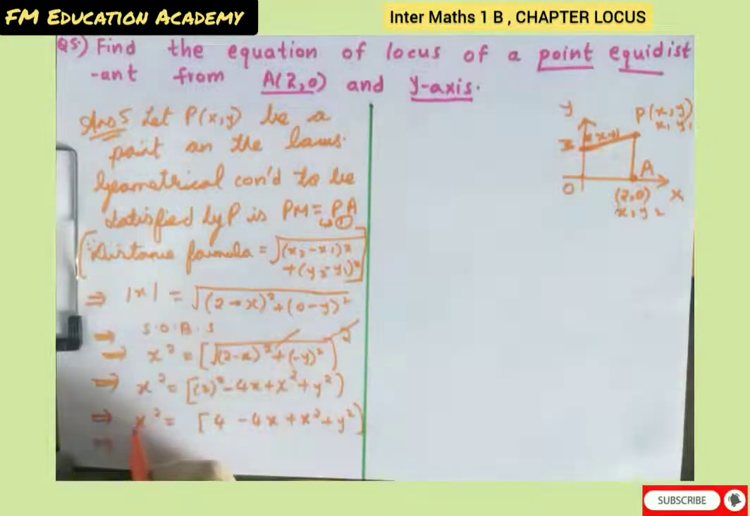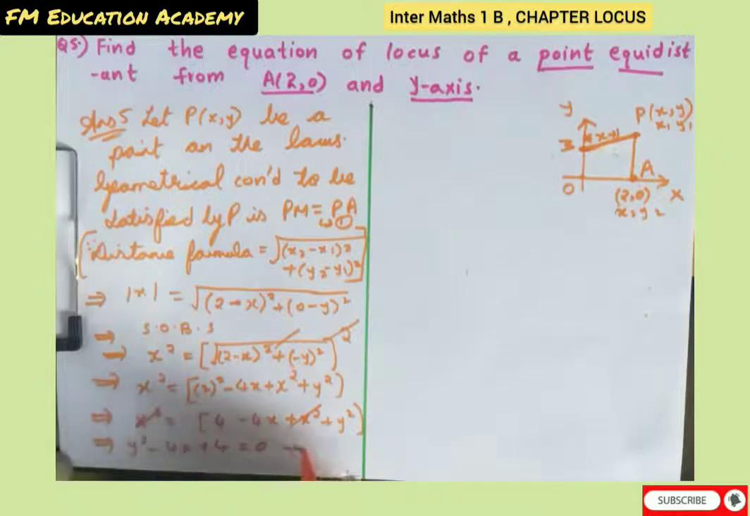x square is present on LHS as well as x square is present on RHS, so both will get cancelled. So we are left with y square minus 4x plus 4 is equals to 0. Let this be equation 2. Now we have to verify that this is only the equation of locus or not. How to verify that this is only the equation of locus?